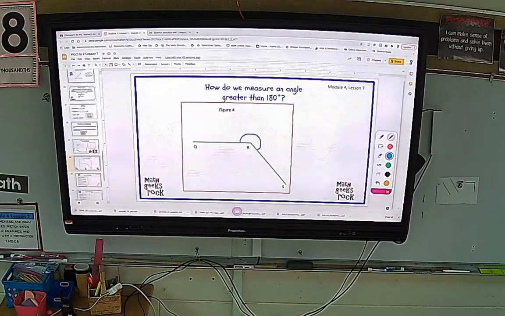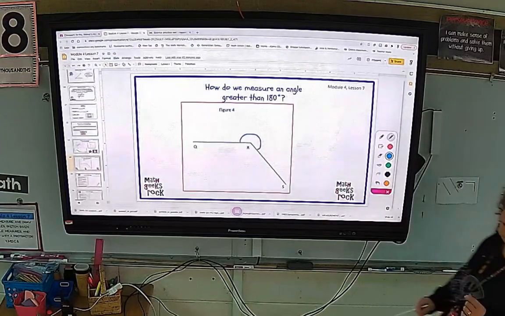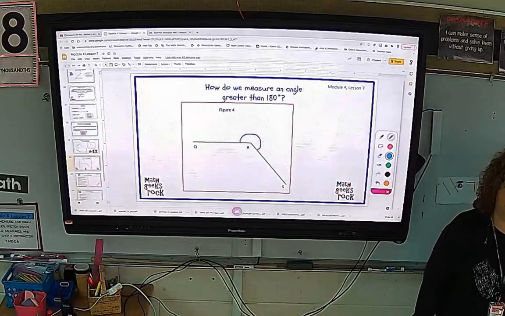You could use 2 protractors, and with a partner, there were 2. Is that what y'all did? No? Did you come up with an answer? What'd you get? I got 130. All right, some of you got like 130, 120-ish, something like that.